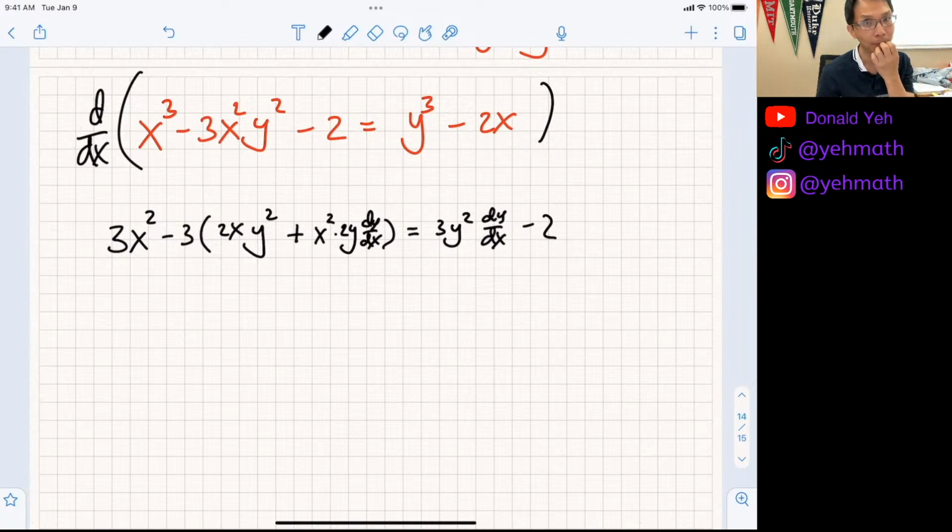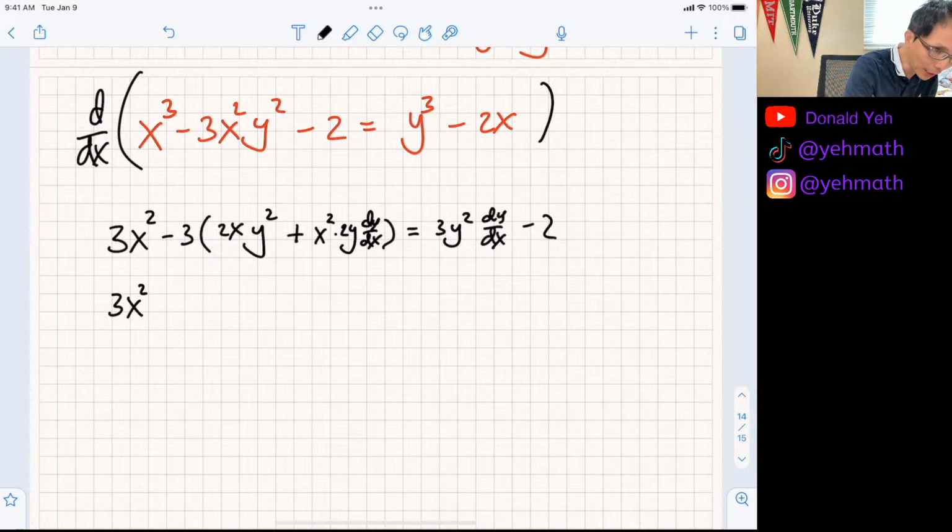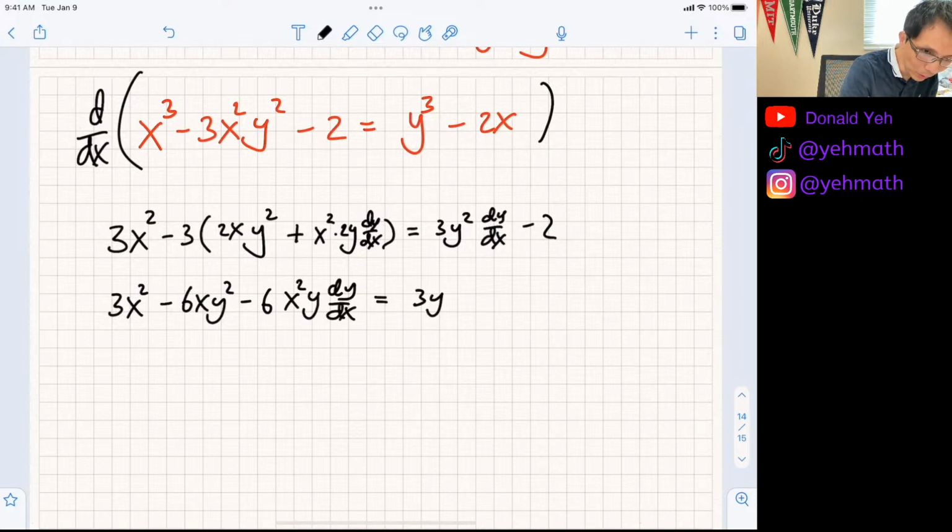Does it matter if you have 2y x squared? No, it doesn't matter. That's the associative property. It doesn't matter if it's x times y or y times x, because I'm going to clean up. 3x squared minus 6xy squared minus 6x squared y dy dx is equal to 3y squared dy dx minus 2.